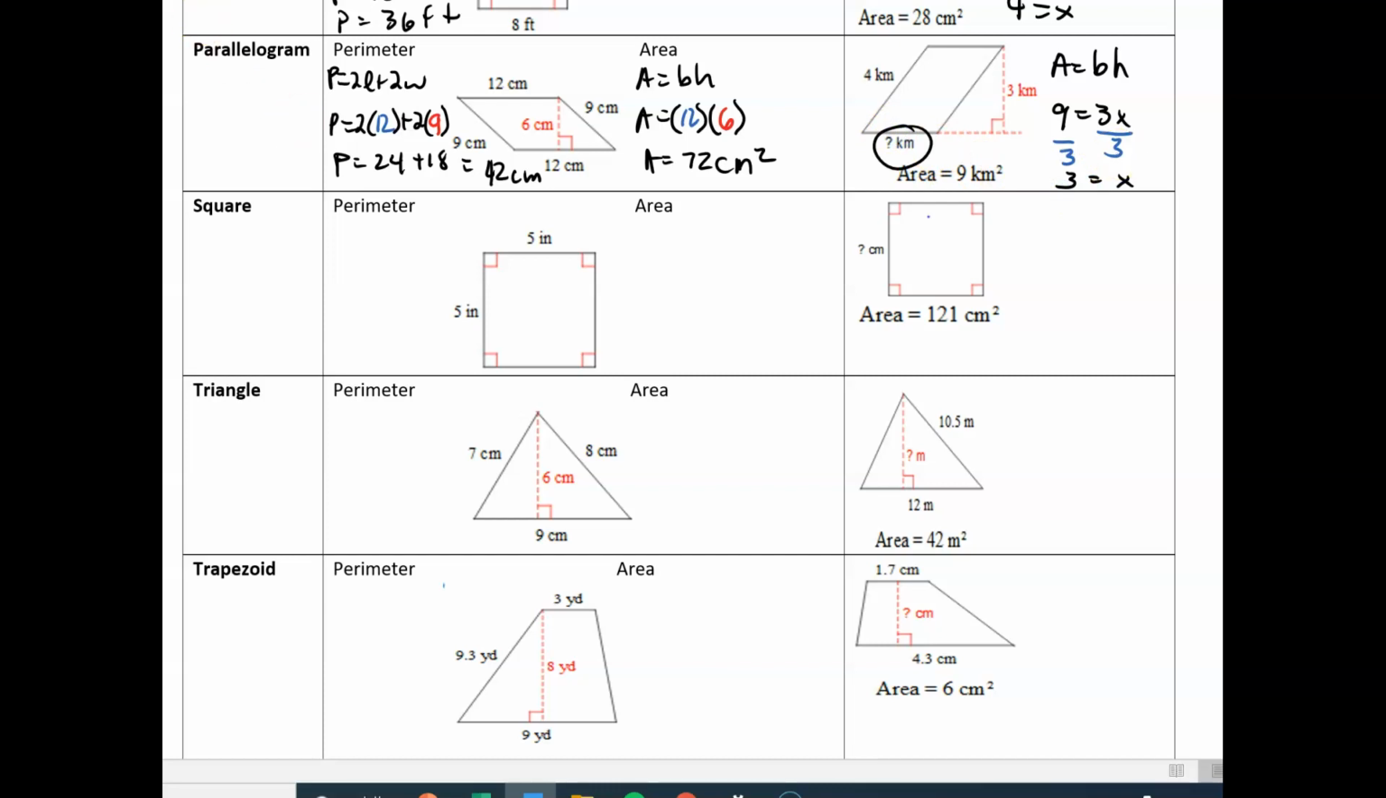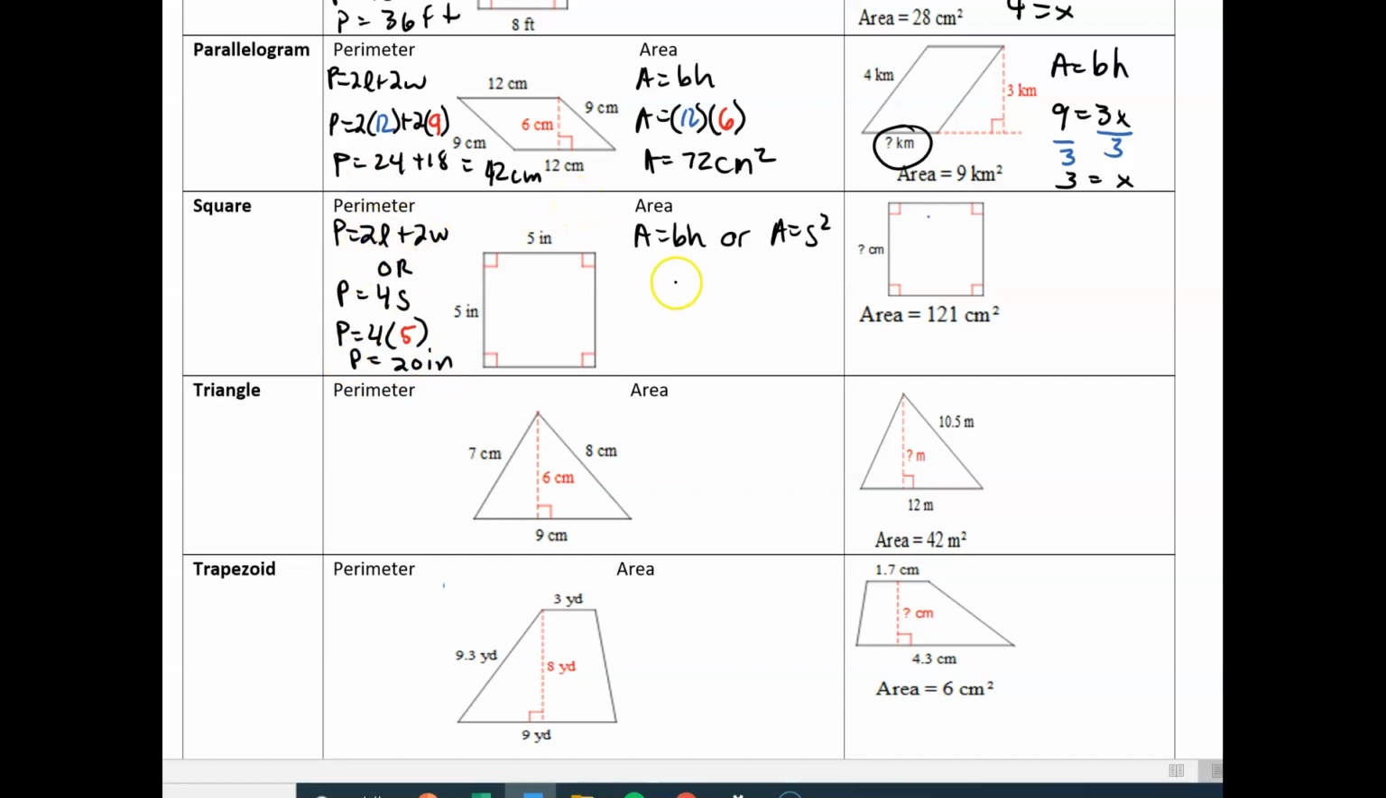Right? Now for a square, you can treat it like a rectangle and a parallelogram, 2L plus 2W and area equals base times height. Or you can make your life a little bit easier. If you know all the sides of a square are the same, we can just say 4 times the side length, 4s, or the side length times itself, s squared. So for perimeter, it would look something like P is equal to 4 times the side length of 5, which means your perimeter would be equal to 20 inches. You'd get the same thing if you did 2L plus 2W.